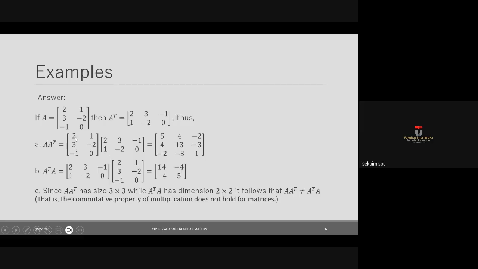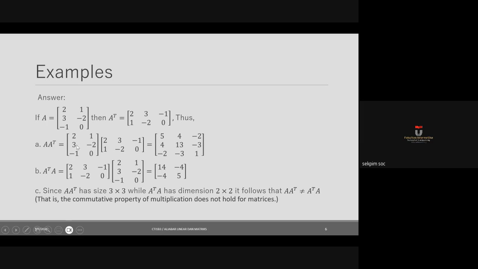So this is 2 times 2 plus 1 times 1, so it's equal to 5, right? And for the second one, we have 2 times 3 plus 1 times minus 2, so we have 4. And for this entry, we have 2 times minus 1, which is minus 2, plus 1 times 0, so minus 2, right?